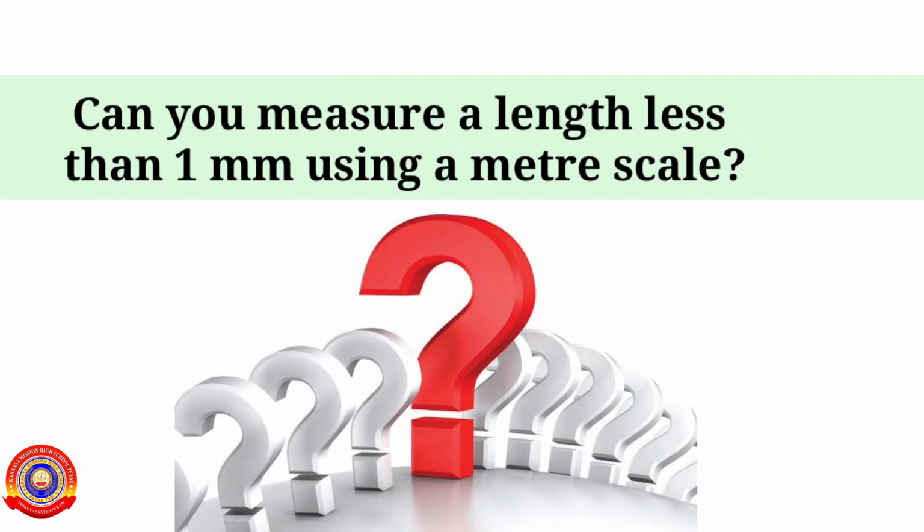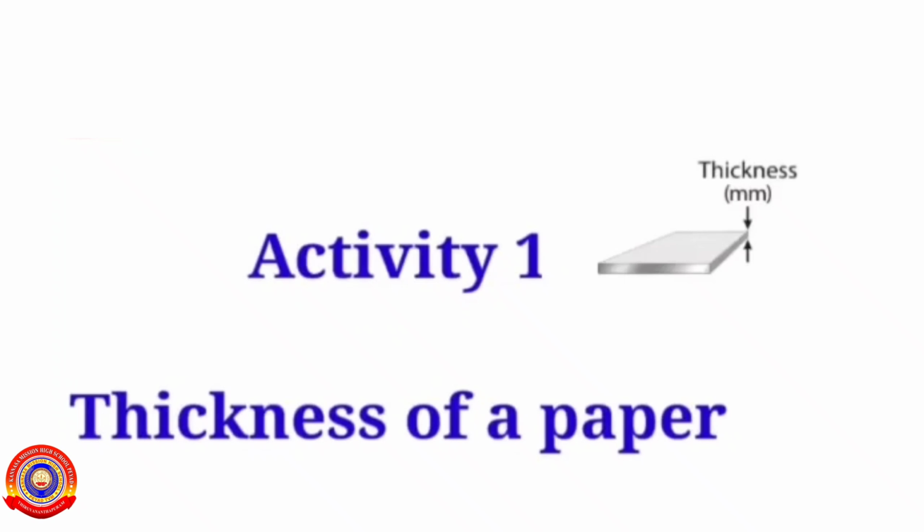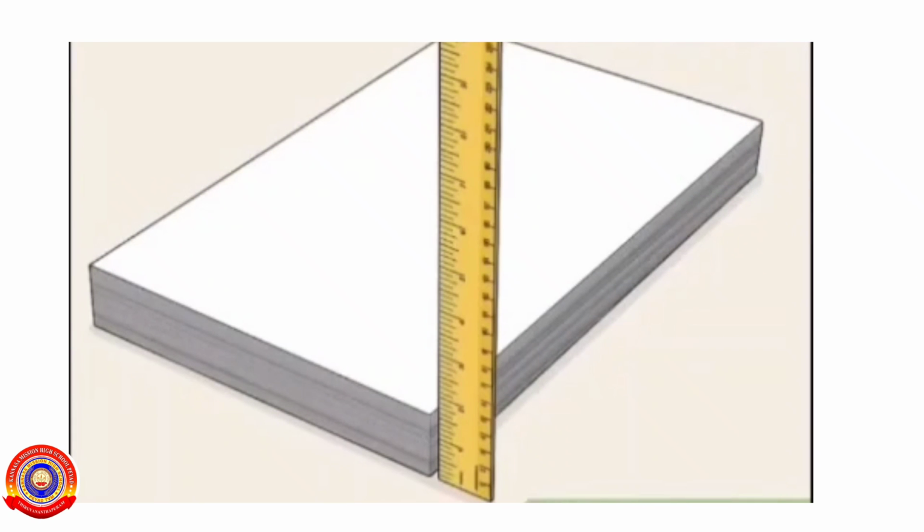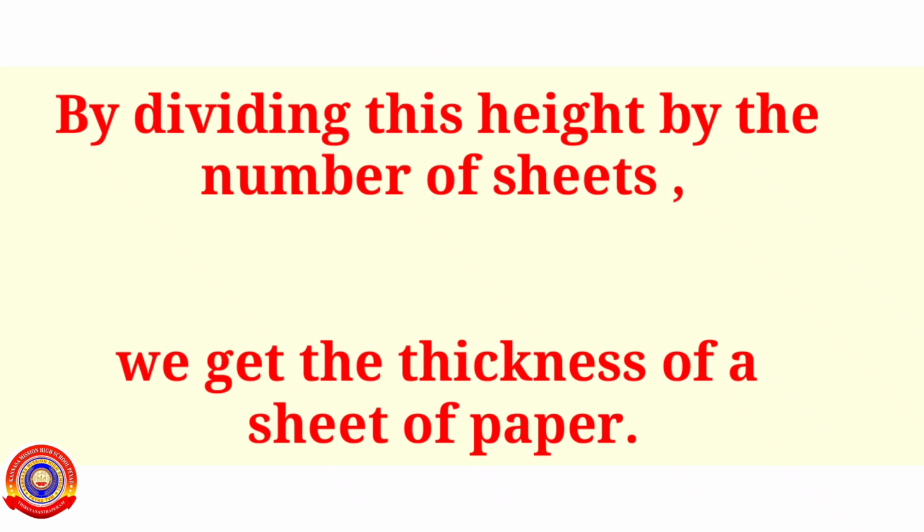Let's see some activities that give you an idea how to measure a length whose measurement is less than 1 millimeter. The first activity is to measure the thickness of a sheet of paper. For that, take 100 sheets of paper and pile them up to make a bundle. Measure the height of this bundle using a scale. By dividing this height by the number of sheets, we get the thickness of a sheet of paper.